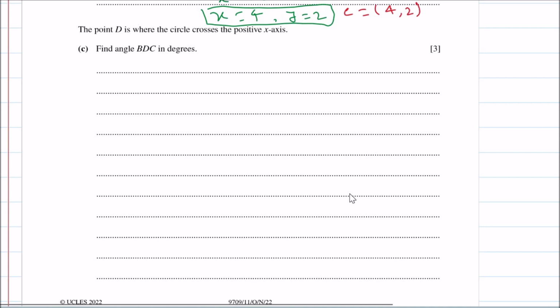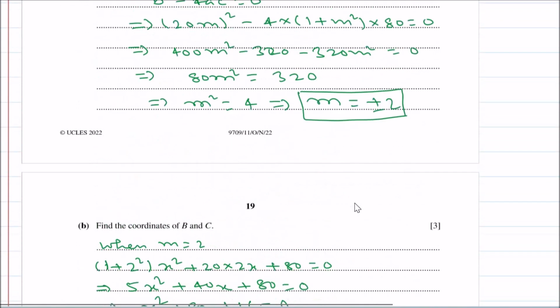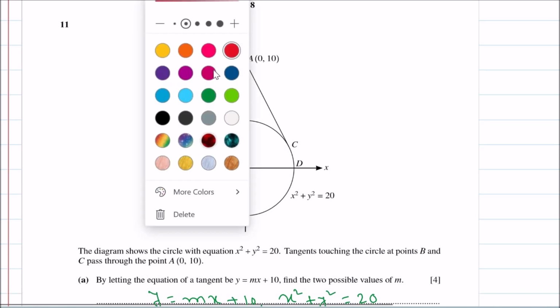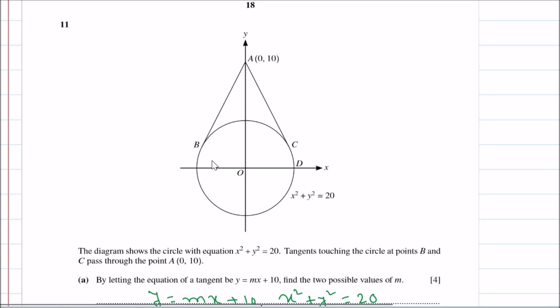Now the point D is where the circle crosses the positive x-axis. Find angle BDC in degrees. Let's see the diagram. Here we have to find BDC. So BDC if you are finding, to find BDC, first we have to do some work. So let us find BOC. And BDC is here.